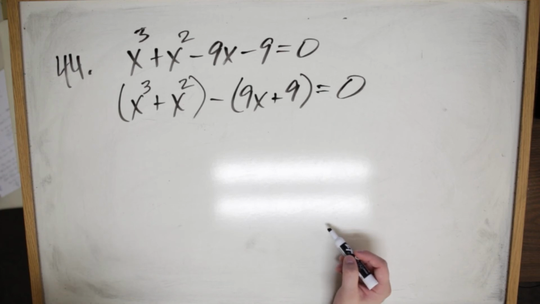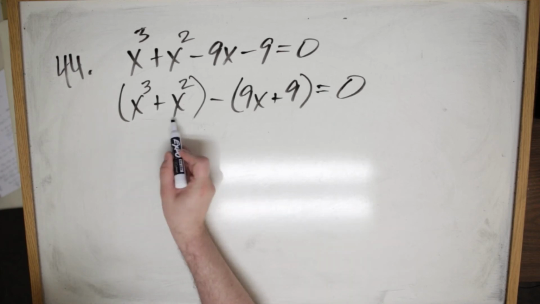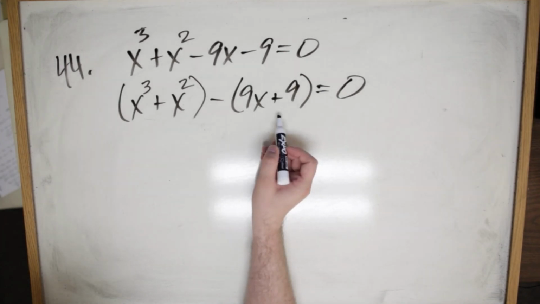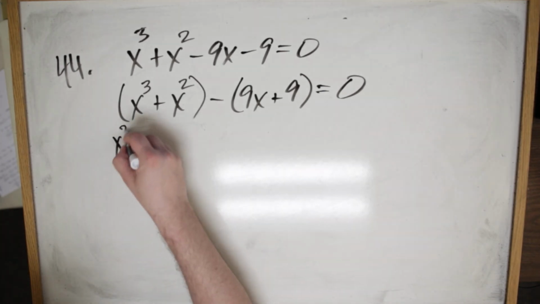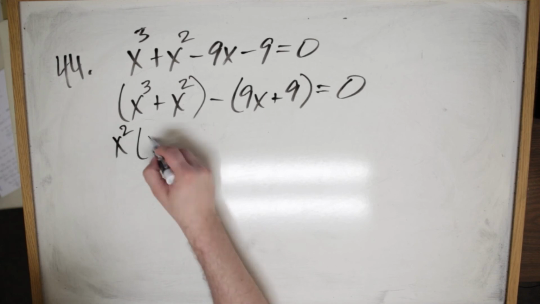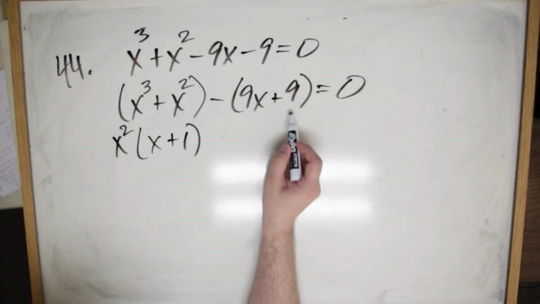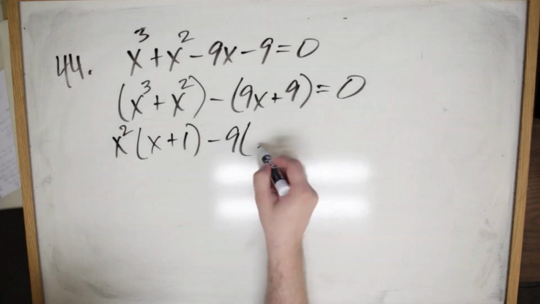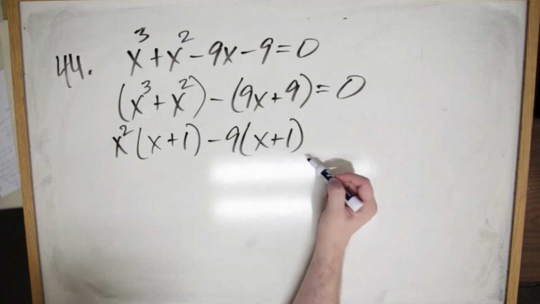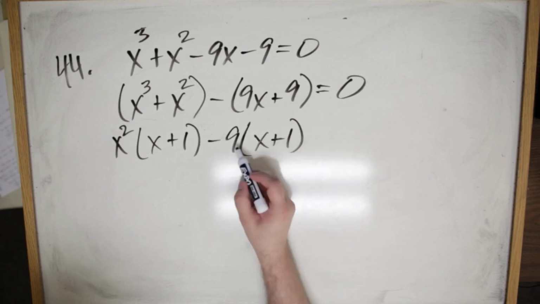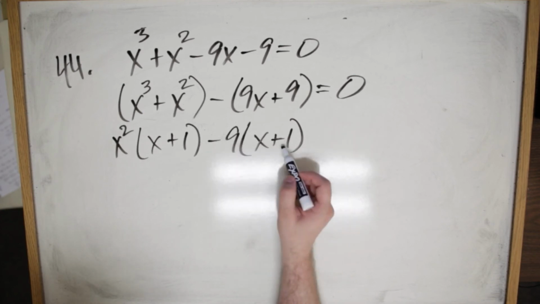Alright, so now we factor from each of these individual pieces. So I can factor out x squared, and I'm going to be left with an x plus 1. Over here, I can factor out a 9, and I'm going to be left with an x plus 1 as well on the inside. The way you can test it is 9x, 9 times a 1 is going to be a positive.